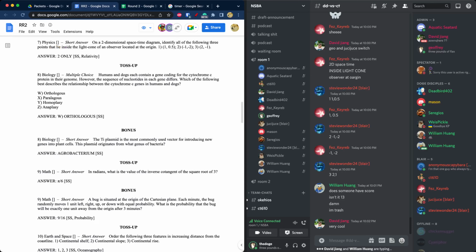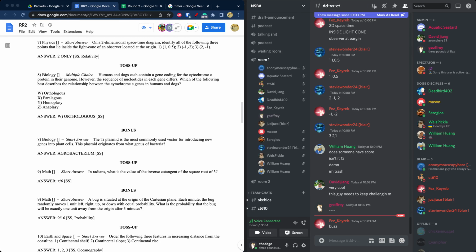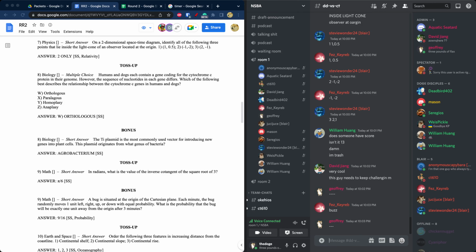Alright, toss up biology multiple choice. Humans and dogs each contain a gene coding for the cytochrome C protein in their genome. However, the sequence of nucleotides in each gene differs. Which of the following best describes the relationship between the cytochrome C genes in humans and dogs? W. Orthologous. X. Paralogous? Sorry, that's incorrect.